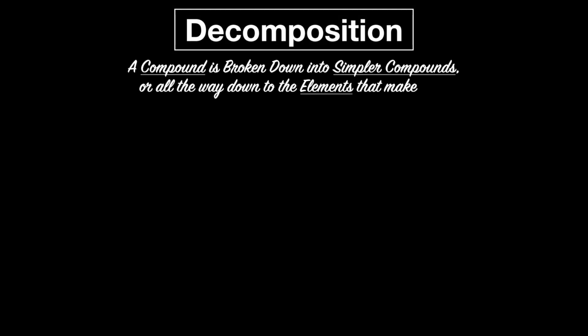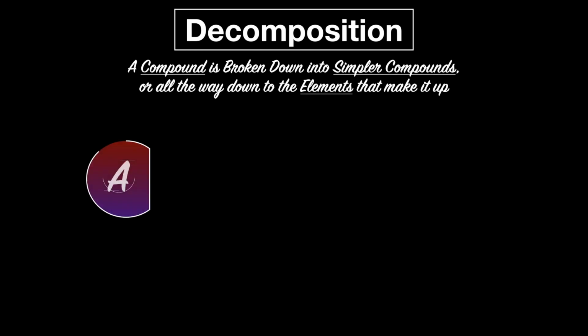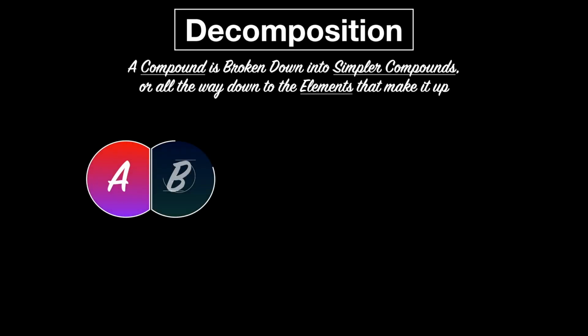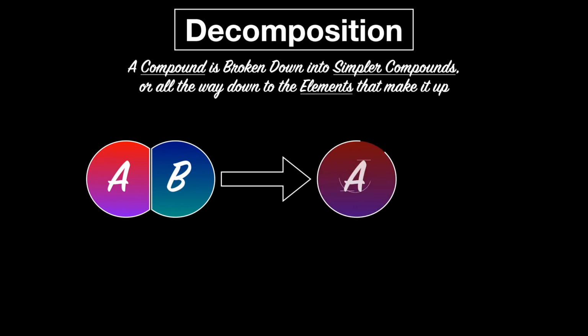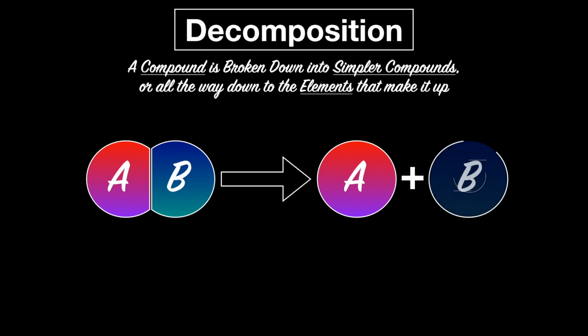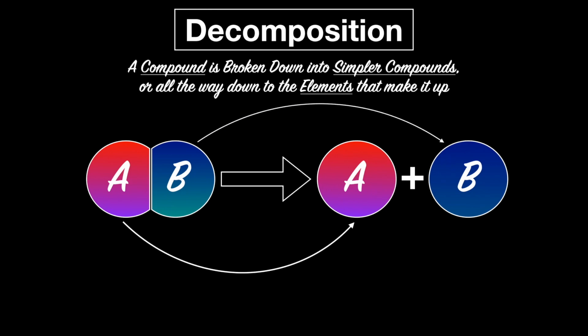All right, a decomposition reaction is when a compound is broken down into simpler compounds, or all the way down to the elements that it's made of. So during a decomposition reaction, we take a complex molecule. In this case, we have A and B that make up the molecule. We add energy and go through a chemical reaction, and we separate this into its individual elements. So A is going to go here, B is going to go here, and we've broken it down into its simplest elements.